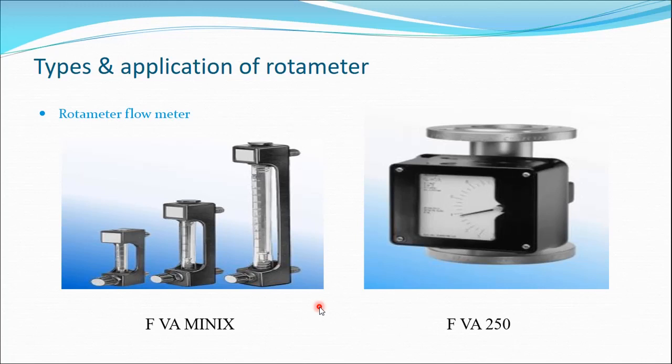Another is the FVA 250. They are rugged for environments with high temperatures and pressures. It is an all metal variable area flow meter for liquids and gases up to 300 degrees Celsius with a standard length of 250 mm and a completely metal design. So they can be used to measure many different types of liquids and gases which are passing through the closed pipe.